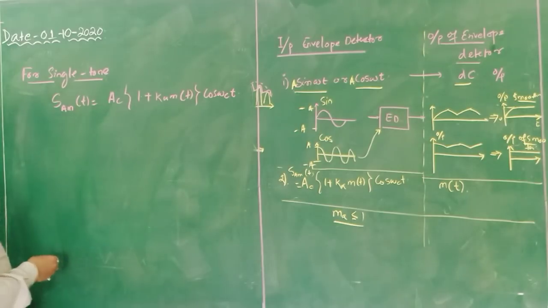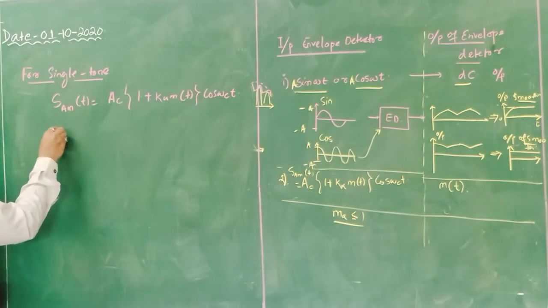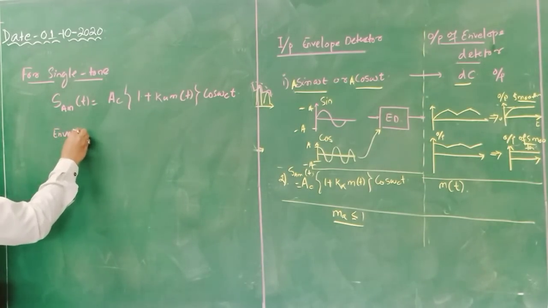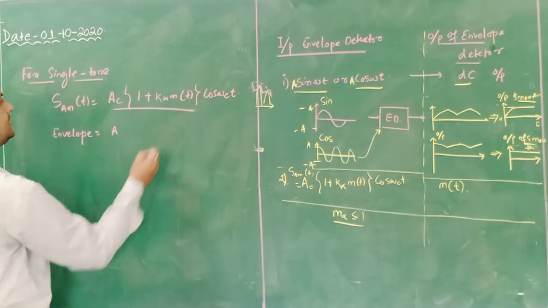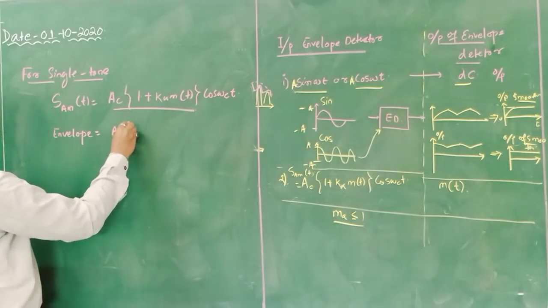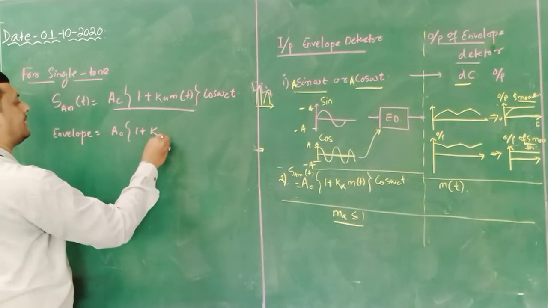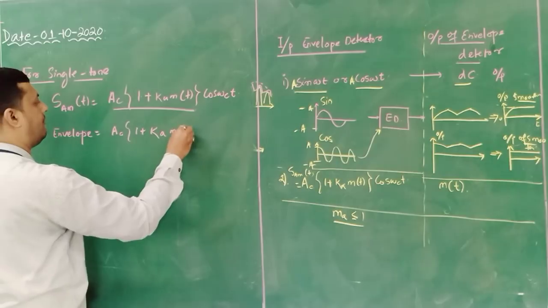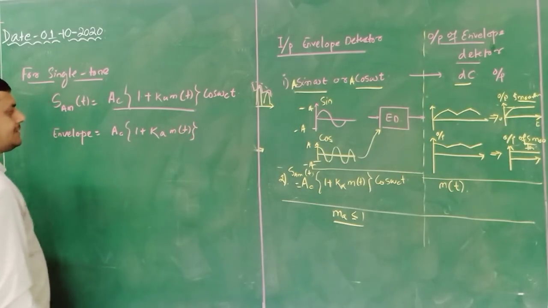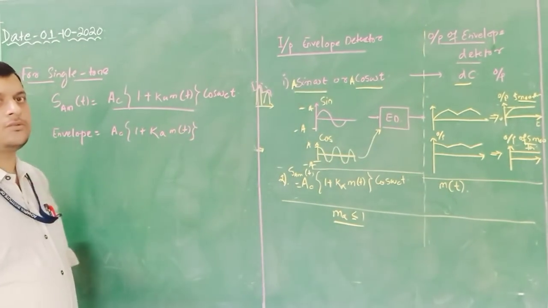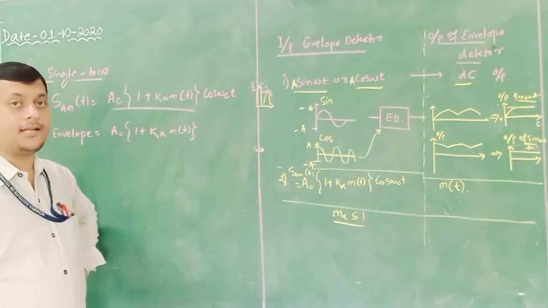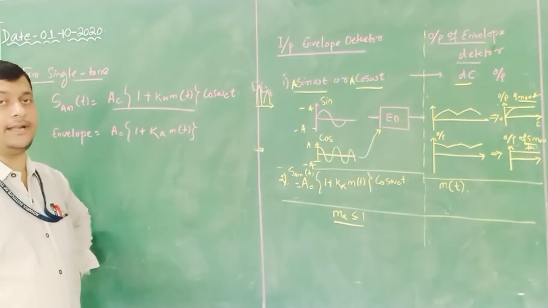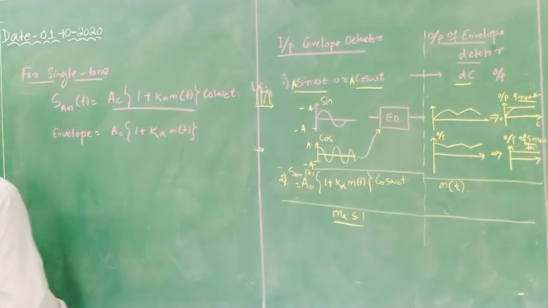Now in this single tone modulated signal, my envelope will have only the magnitude part. This is called your envelope, that is Ac (1 plus Ka m(t)). Why am I using this envelope? Because this envelope is going to play a vital role while we are discussing the time constant in the envelope detector.